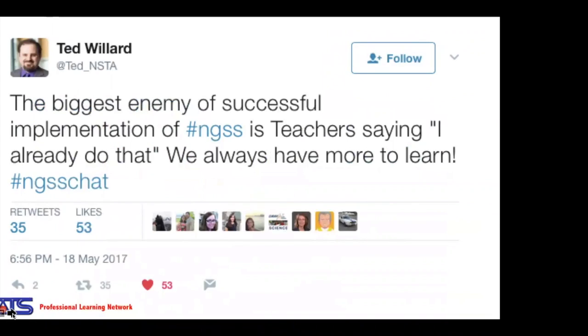The other piece that really is a big challenge is when we think of implementing anything that's based on the frameworks, whether it's the Nebraska College and Career Ready Standards for Science, or if you're in other states working with NGSS, and people say, well, I already do this already.